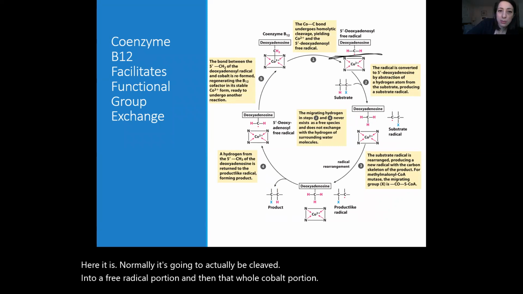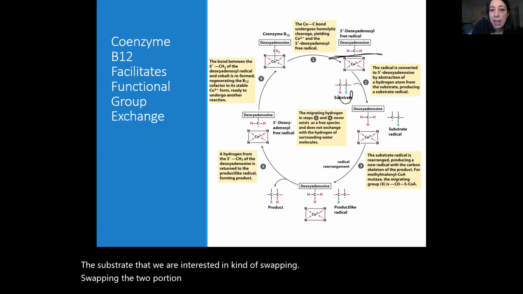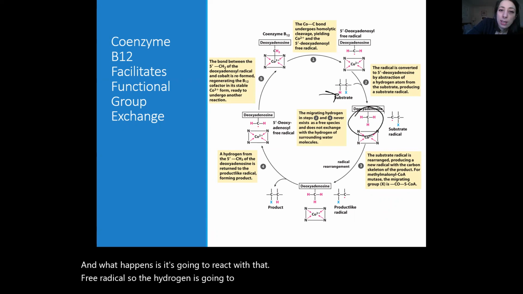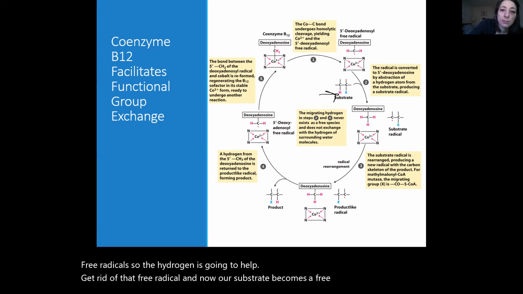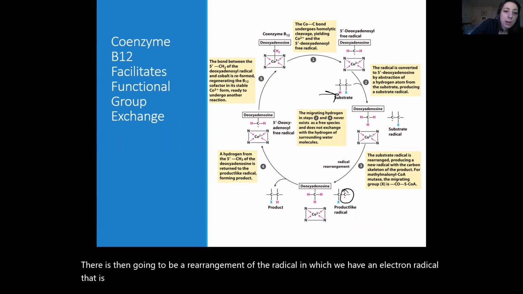The substrate that we are interested in swapping the two portions of enters. And what happens is it's going to react with that free radical. So the hydrogen is going to help get rid of that free radical, and now our substrate becomes a free radical. There is then going to be a rearrangement of the radical in which the electron radical is now swapped over to where our X was, in this case, that carbonyl thiol group.